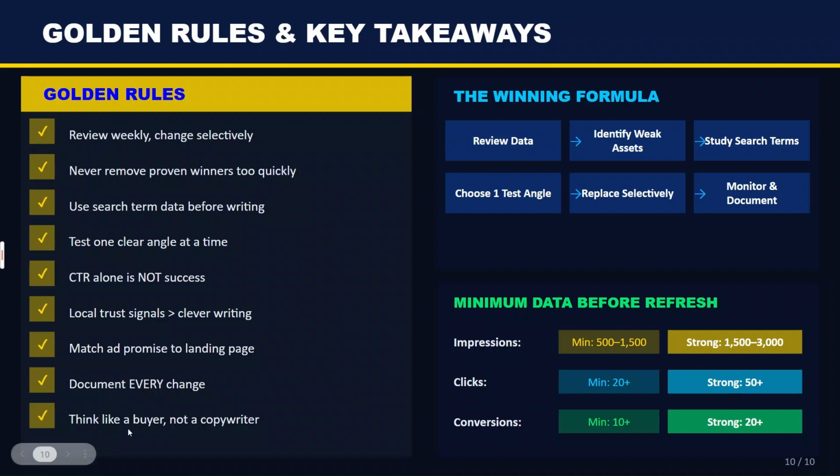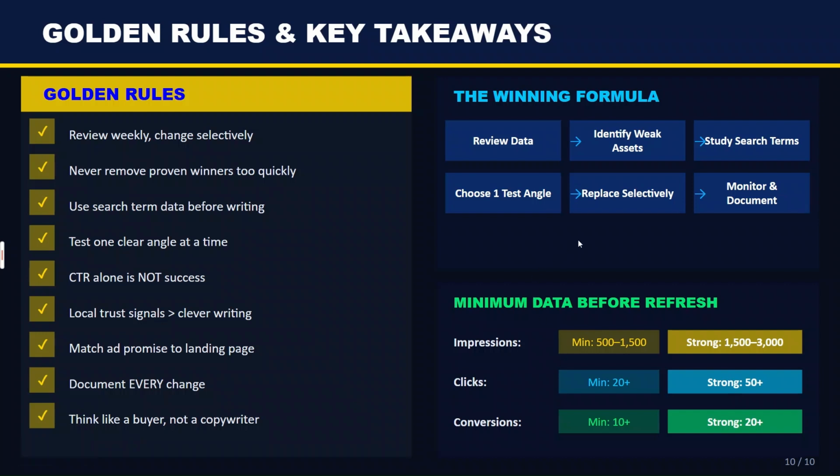And rule number nine, the last one, is think like a buyer, not like a copywriter. Ask yourself, if I needed this service right now, what would make me click? What would make me trust this company? What would make me call?